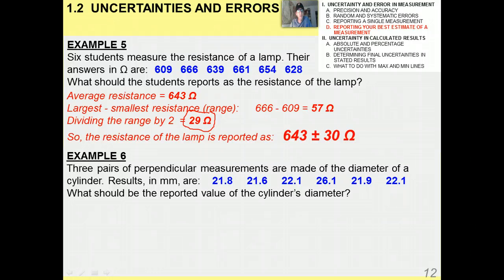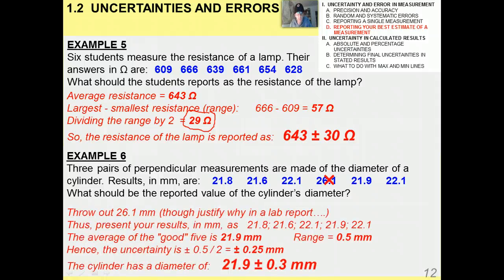Okay, pretty cool. So perpendicular measurements are made of the diameter of a cylinder, maybe 6 different students or the same student 6 different times. How do we report the value, okay? Well, first of all, you notice that one of the values seems crazy wrong. 26.1, definitely not, and you shouldn't buy that either. I don't know what happened there, but we're going to throw it out. You have to justify it in the lab report, okay?